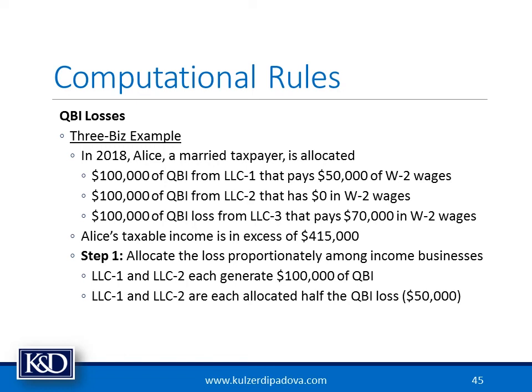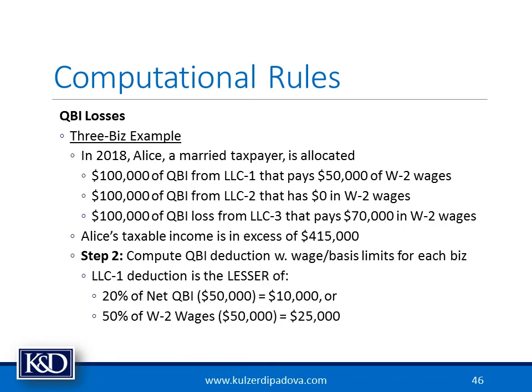So the first thing you have to do is allocate the loss proportionately. Again, I made the numbers easy. LLC 1 and LLC 2, the gain businesses, earn the same amount of income, so you just take the loss and allocate it half and half. So you're going to split the $100,000 loss 50-50 between LLC 1 and LLC 2, reducing their QBI to $50,000.